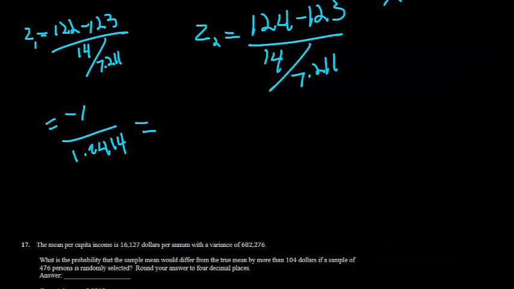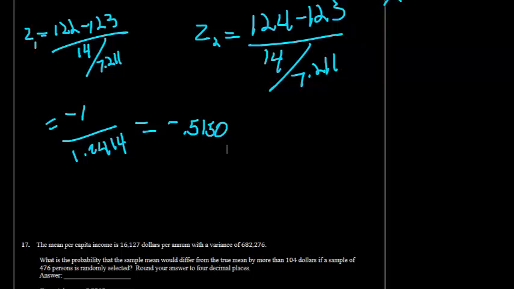Negative 0.5150. Negative 0.5150. That can't be right. Oh, yeah, that's a z-score, not the probability. Of course, it's right. Whew. Okay, so negative 0.5150. Let's go find it.